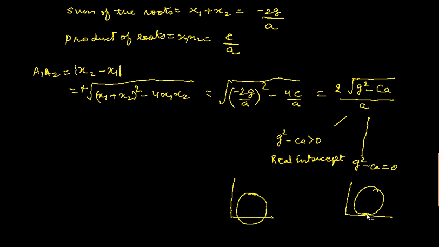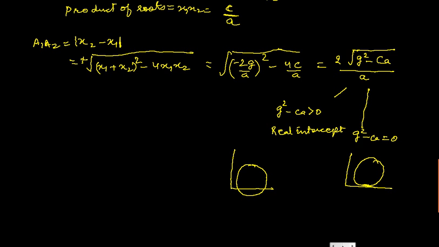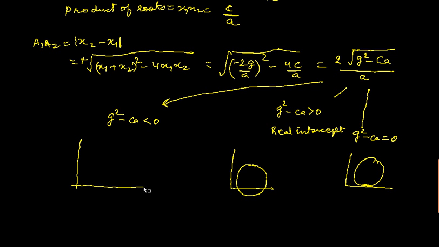Okay, this point. And if g square minus ca is less than 0, then it means that the roots x1 and x2 are imaginary, and in that case circle is not actually cutting x-axis. So this is the case, right?